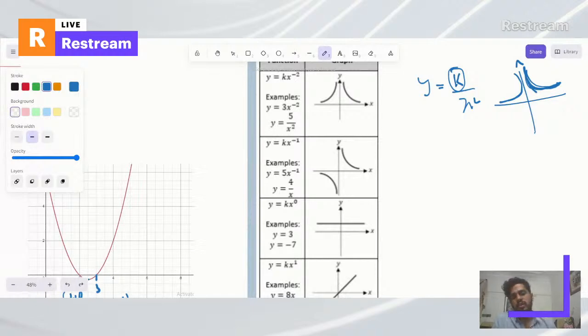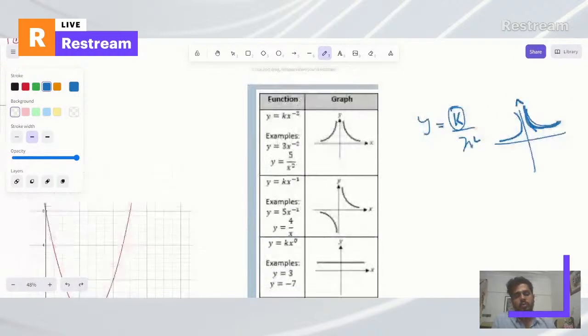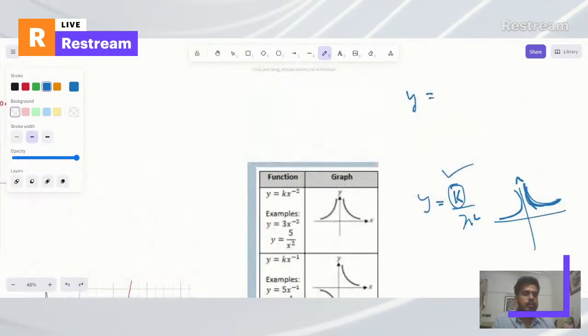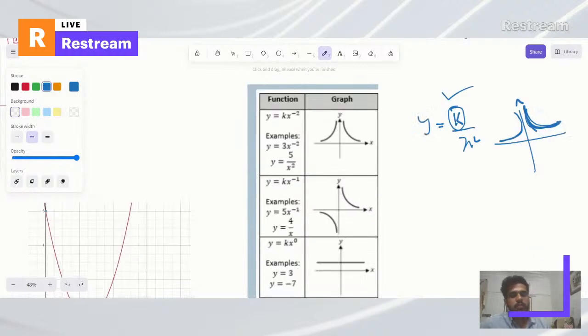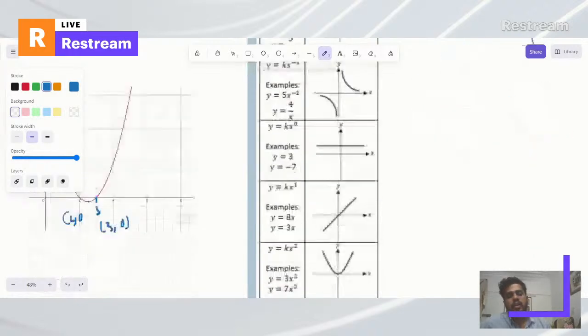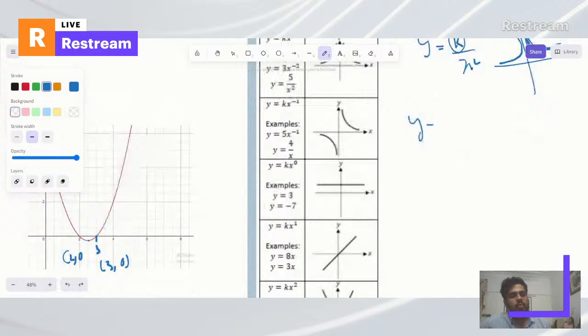They just give you an equation, in terms like y equals 2 over x squared. They expect you to know the shape of the graph. They obviously don't expect you to solve this, but they do expect you to know the shape of the graph. So this is important. This is going to be the shape of this graph. Now if I have y equals k over x.